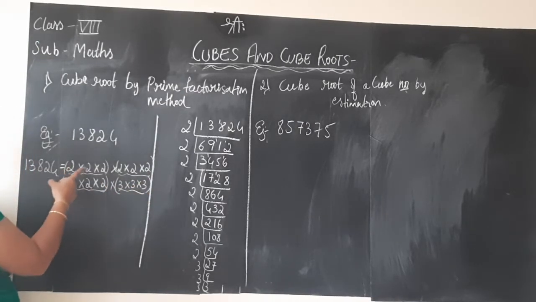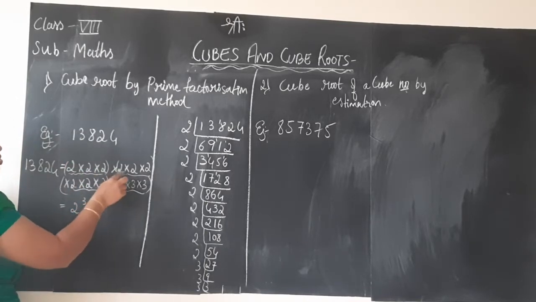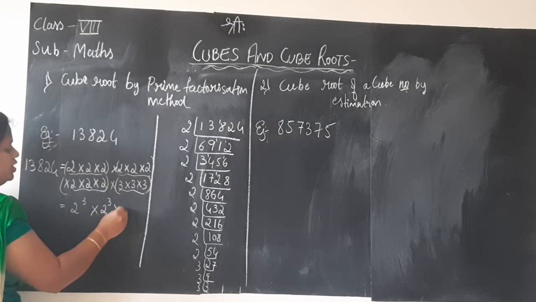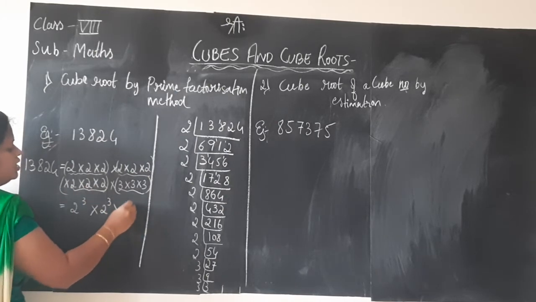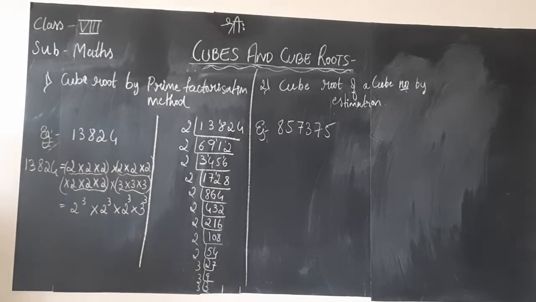Next what we will do is write it as cubes. 2 into 2 into 2 is 2 cube, 2 into 2 into 2 is 2 cube, 2 into 2 into 2 is 2 cube, and 3 into 3 into 3 is 3 cube. This is how you will write. Up to this you know.